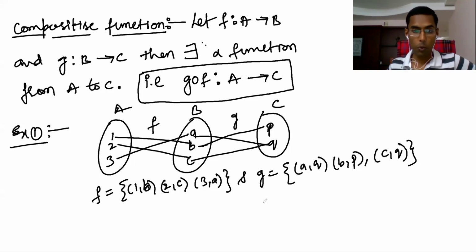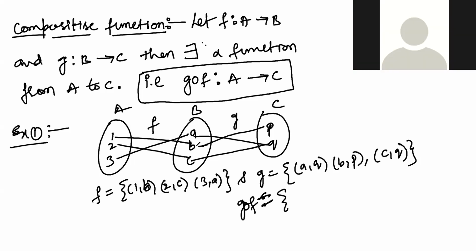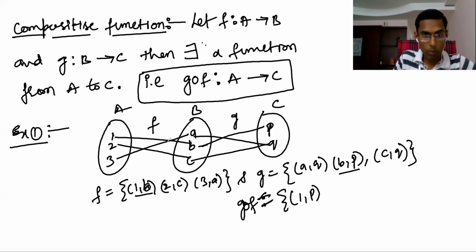Now, what is g circle f? You should write g circle f like this. So what is g circle f? Now 1 to b, b to p, that means 1p. You understand like this: 1 to b, this is 1b, then here bp. So what do you get? 1b, then bp. So the image of 1 is b and the image of b is p. Therefore the image of 1 in C is p. That's how you should understand.